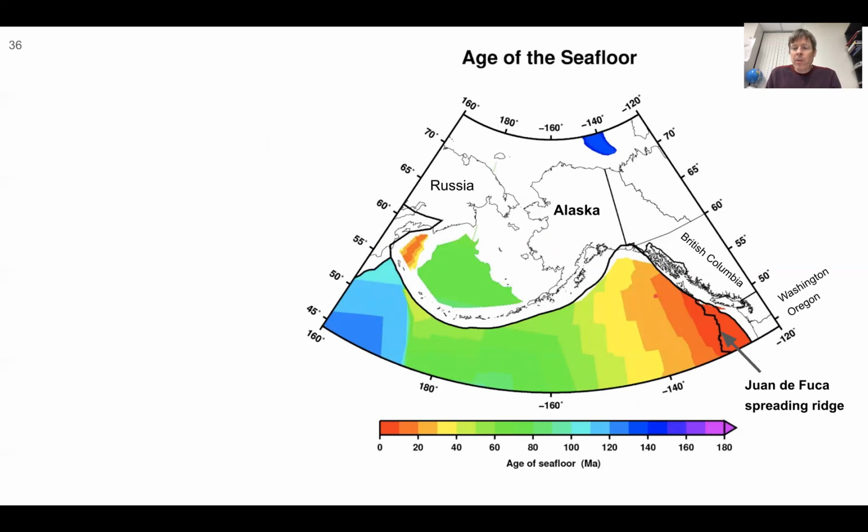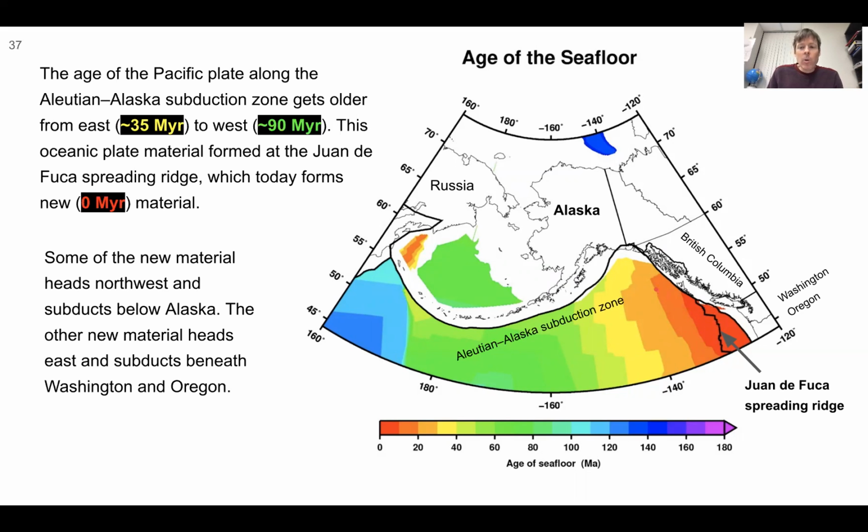The age of the seafloor provides us with insights into the style of some of the plate boundaries, and especially the spreading ridge. So red means brand new oceanic floor is being created here at the Juan de Fuca spreading ridge. Some of that goes to the northwest, some of that goes to the east. And so what we'll look at here is that along the Aleutian Alaska subduction zone, we see that the age of the plate gets older from the east, the yellow at 35 million years or so. Subduction goes along here into the greens, to the west at about 90 million years.